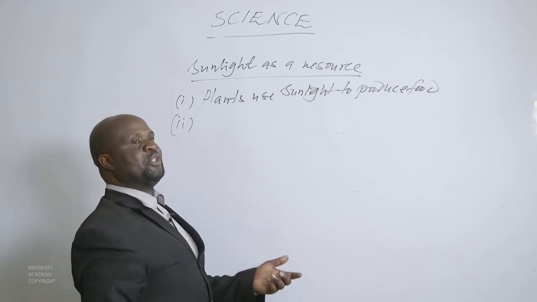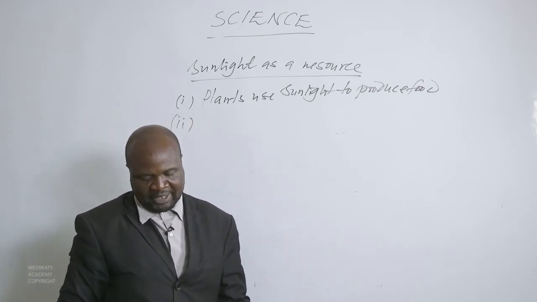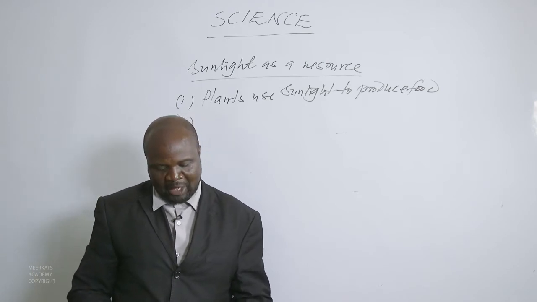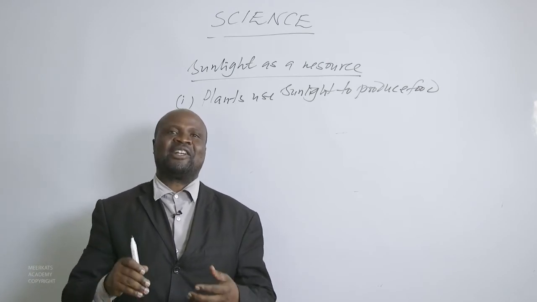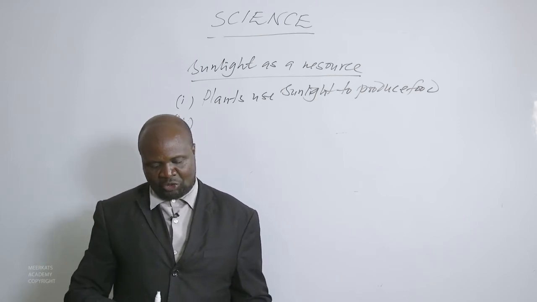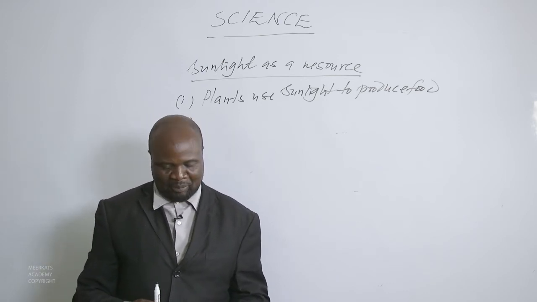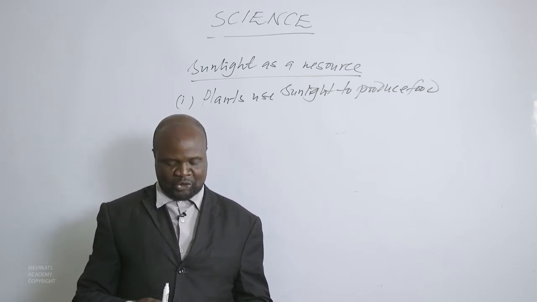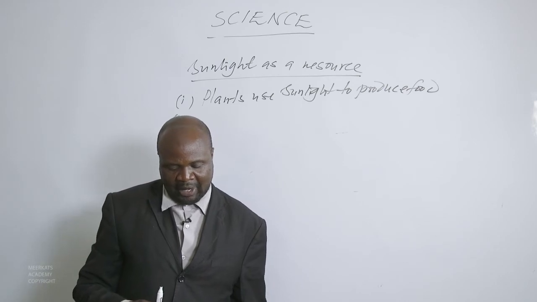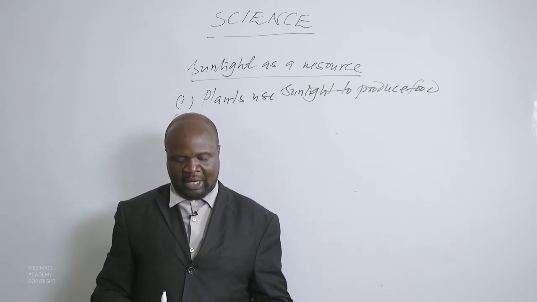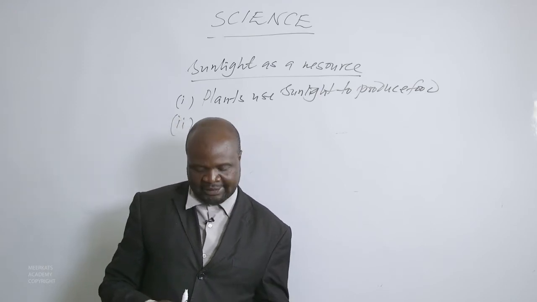That is the first point that we can mention. But the second point we can say, sunlight warms the Earth's atmosphere. So it's not only the atmosphere that is kept warm, even land is warm, water is warm. It keeps water at a correct temperature so that water can stay in a liquid state.